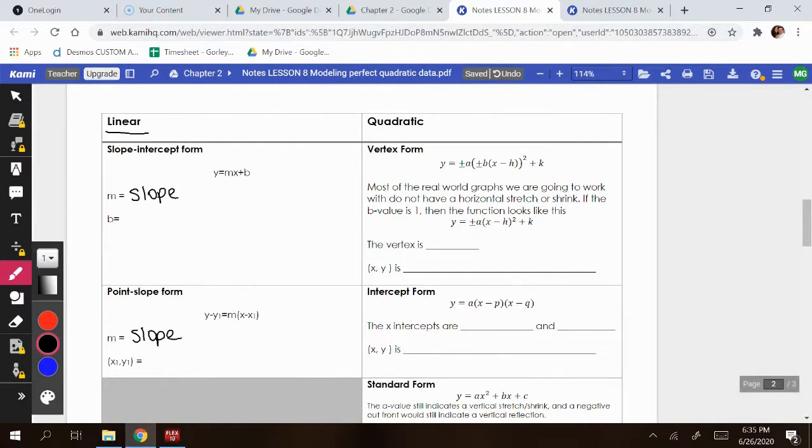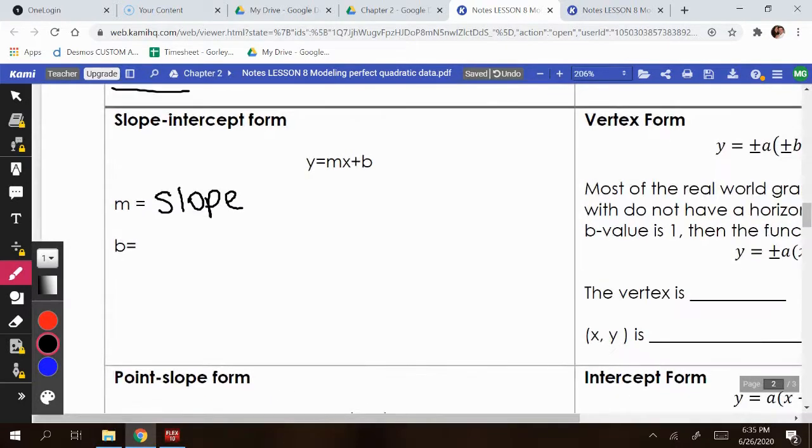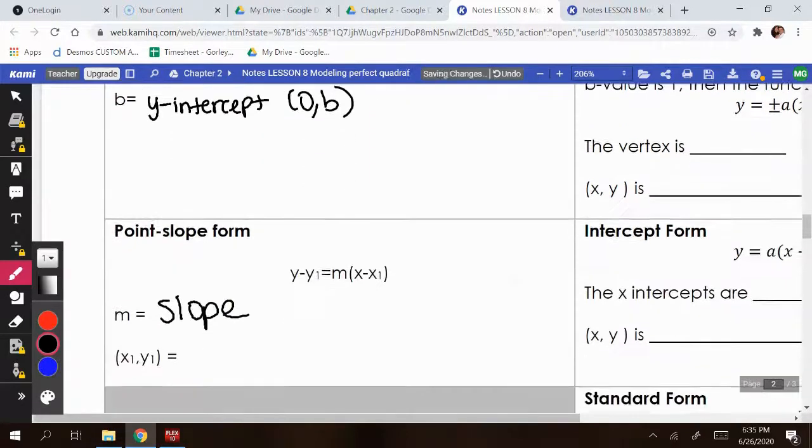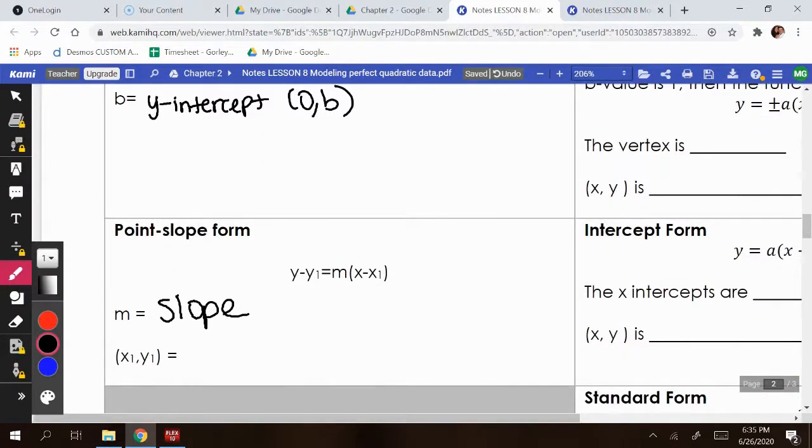Okay, and what would b represent in slope-intercept form? B is the y-intercept. Okay, and we would write the y-intercept as (0, b). And for point-slope form, what is (x1, y1)? That is just any point on the line.